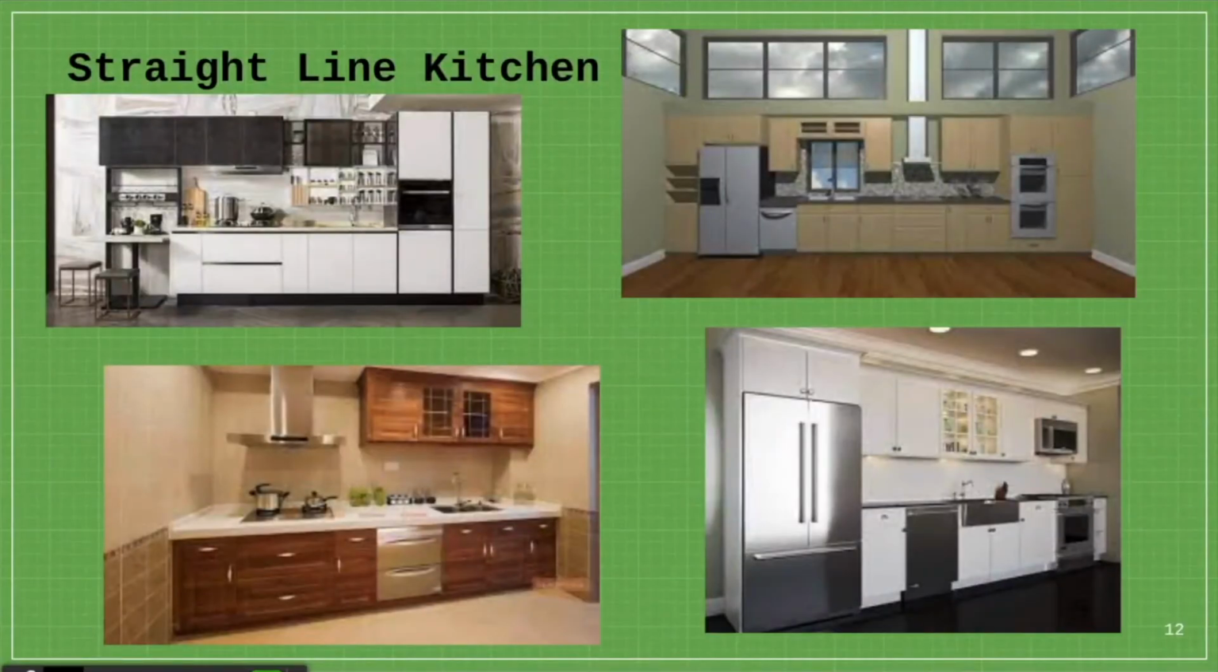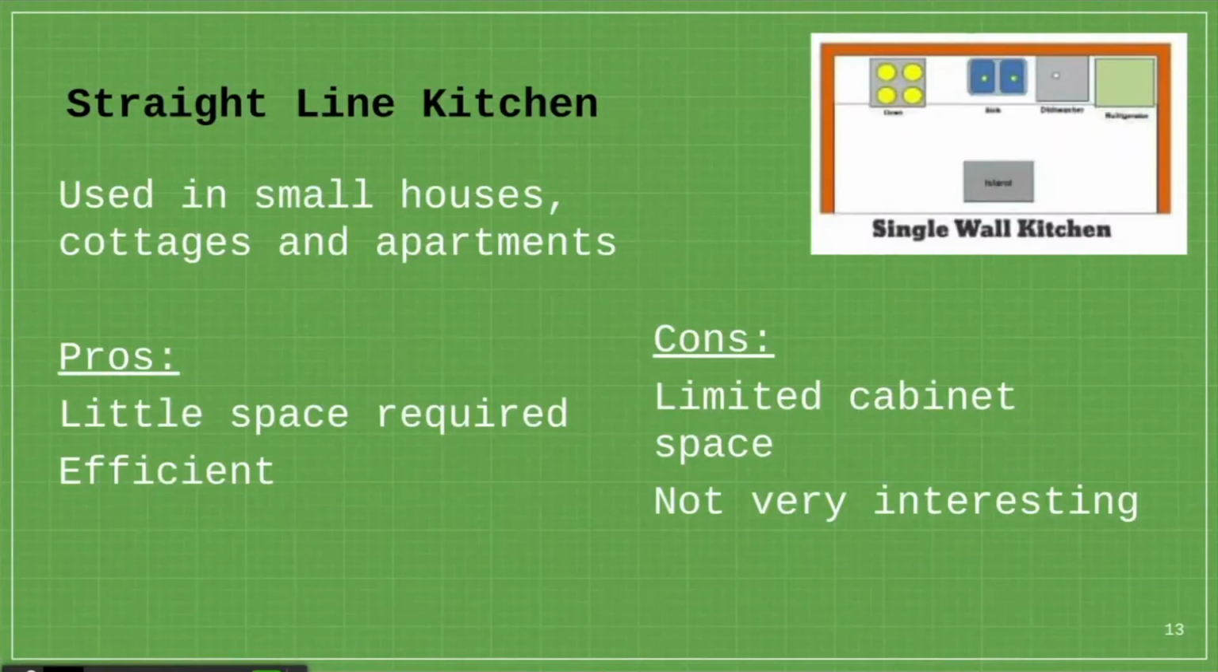So getting into our different kitchen designs. This is a straight line kitchen, where everything is along one wall. Those major 3 fixtures, the sink, stove, and refrigerator, and all the cabinets are on one wall. Here is a little diagram picture. It has an island too, but generally all 3 of those main fixtures and appliances are along that one wall.